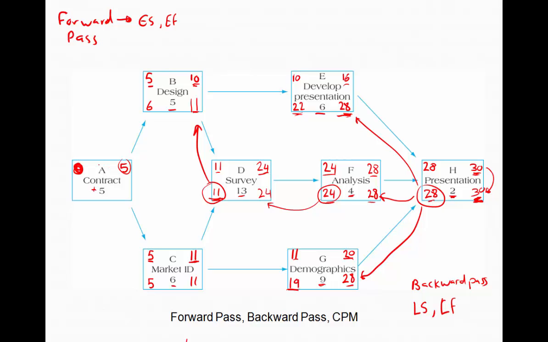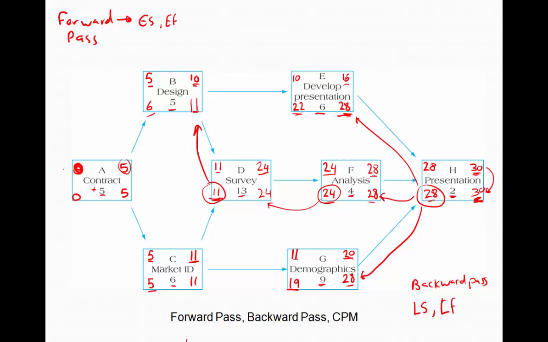Up at activity A, again, activity A is a burst activity. Two options that we can select from, either 5 or 6. In every case, we take the smallest of the two. So we take the 5. So 5 subtract 5 gives you a late start of 0 days. And now we've successfully conducted our backward pass.